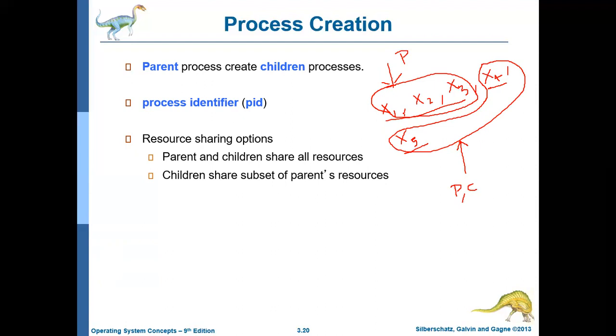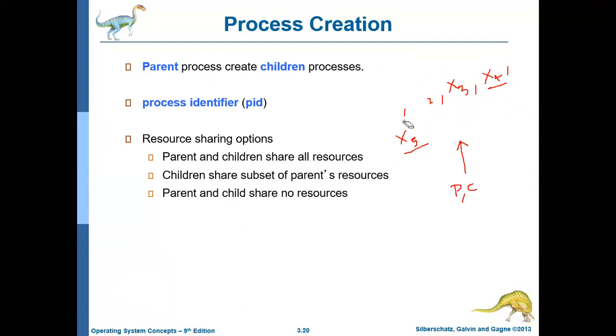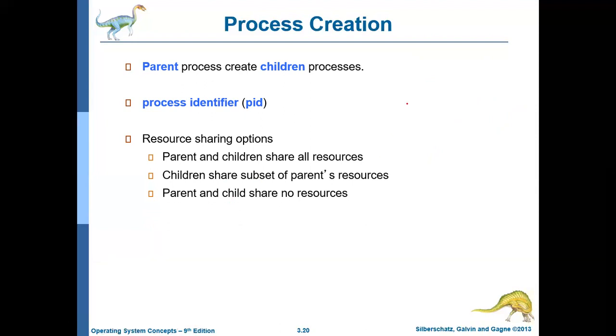But in the third case, none of the resources are shared between the parent and the child. The parent and the child share no resources. Here the parent will have its own set of resources, and the child should get its own set of resources from the operating system. Initially, when the child gets created, let us assume that the parent has some resources like R1, R2, and R3. If the child also wants some resources, then the child cannot get anything from the parent.